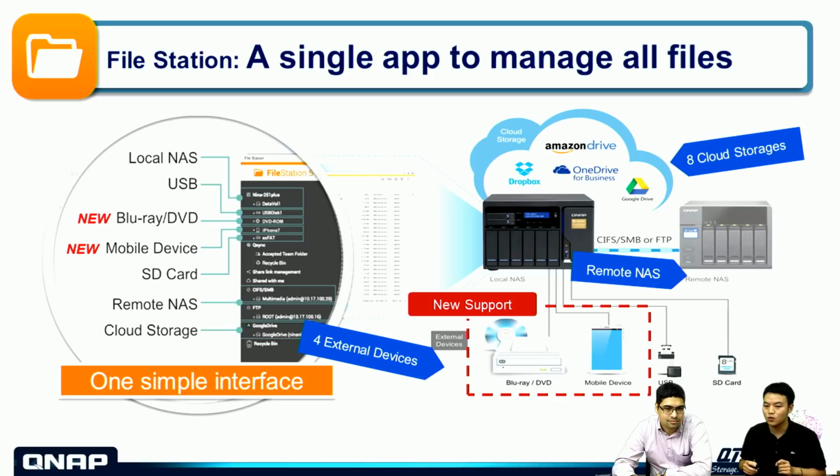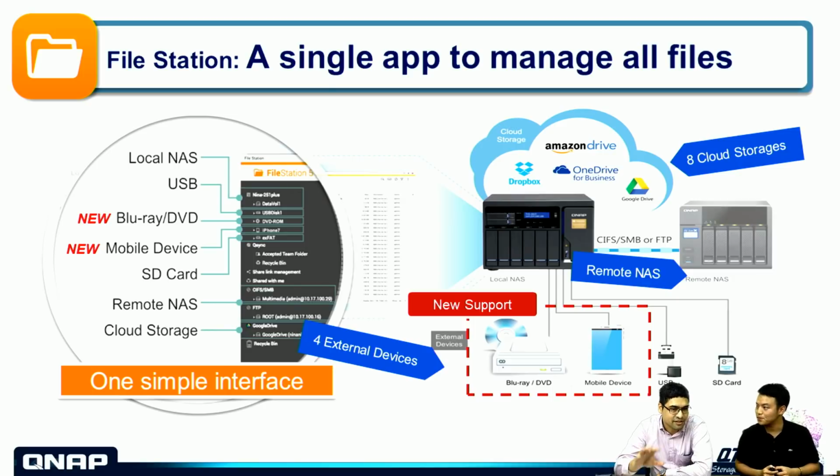The other files stored on external devices are also available with the upcoming QTS 4.3.4. A cool thing here is that we are supporting Blu-ray and DVD players and readers, and also mobile devices, which means our mobile phones and iPads will now be accessible if you simply plug in your cable. In File Station, it will be shown on the left panel of the screen. You can just drag everything out or in.